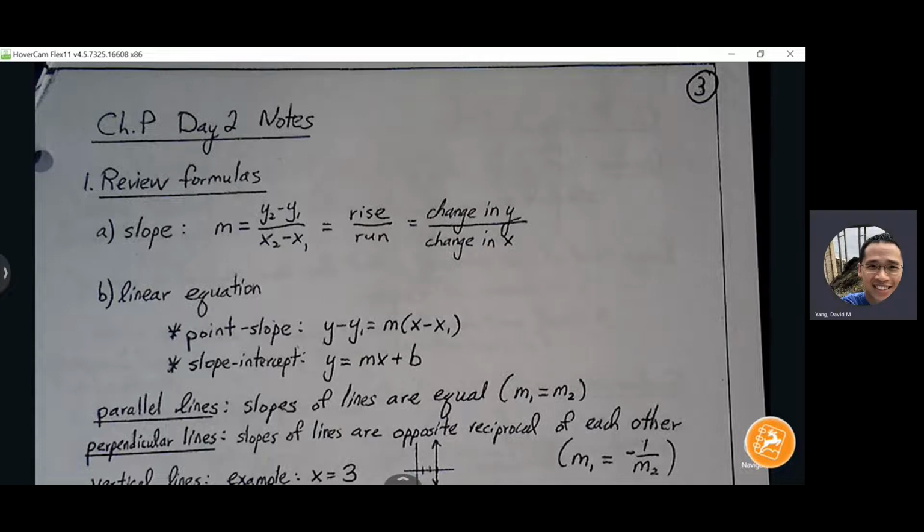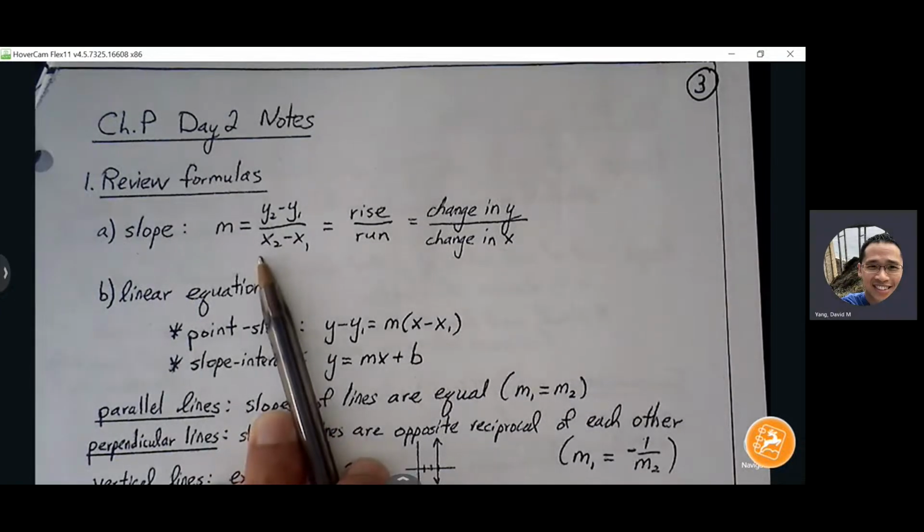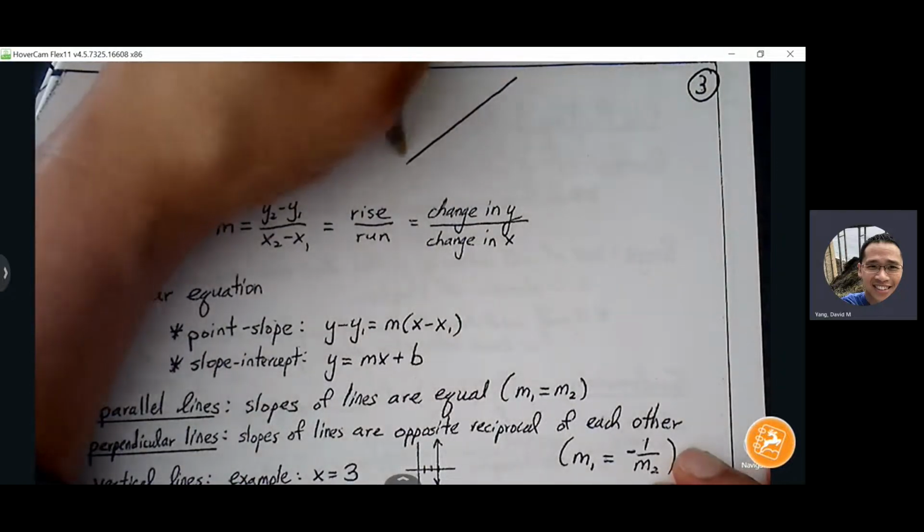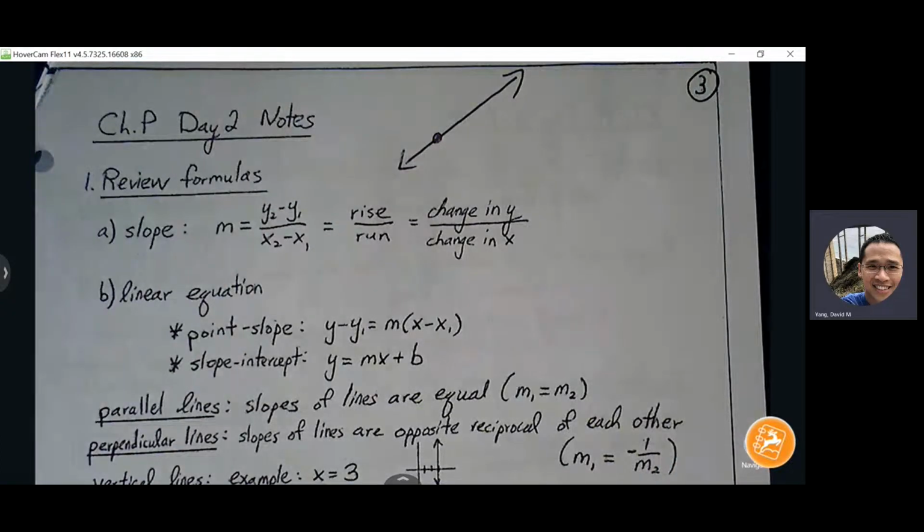Okay, so we know the slope formula for a line, right? But when you're along that line, once you find the slope of that line, or any point on that line, it's going to be the same slope all the way through.